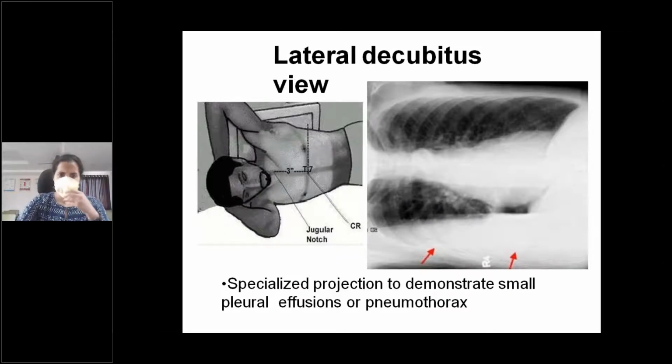Now, what is this view? We have seen the AP view, PA view, lateral view, and what exactly is this lateral decubitus view? We actually have two types of lateral decubitus view. It can be either right lateral decubitus or left lateral decubitus. So basically, when we are suspecting some pathology in the right hemithorax or in the left hemithorax, we go for the right lateral decubitus view or left lateral decubitus view.